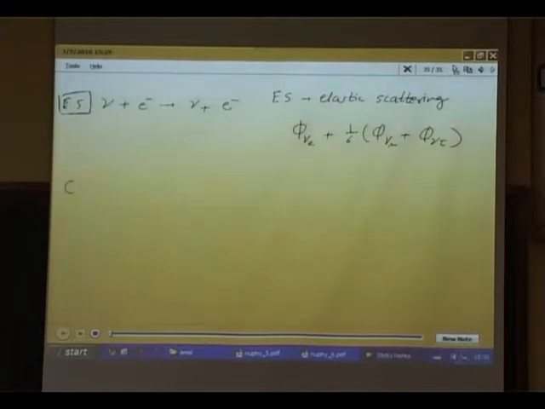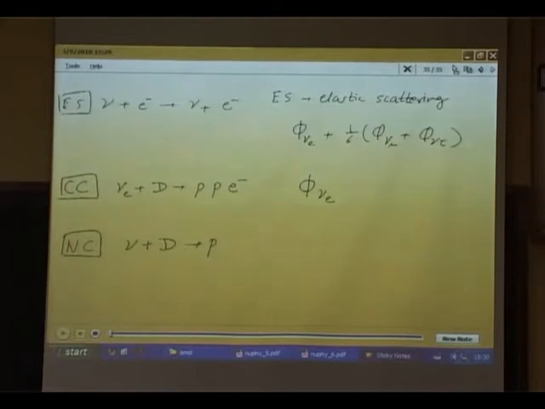Then we saw this CC interaction, the charged-current interaction, where we had ν_e plus deuteron giving you proton, proton, electron. This only measured the flux of ν_e, because only ν_e could interact like this. And then we had these neutral current interactions, which were neutrino plus deuteron giving P, N, and neutrino. And these were sensitive to the flux of everything.